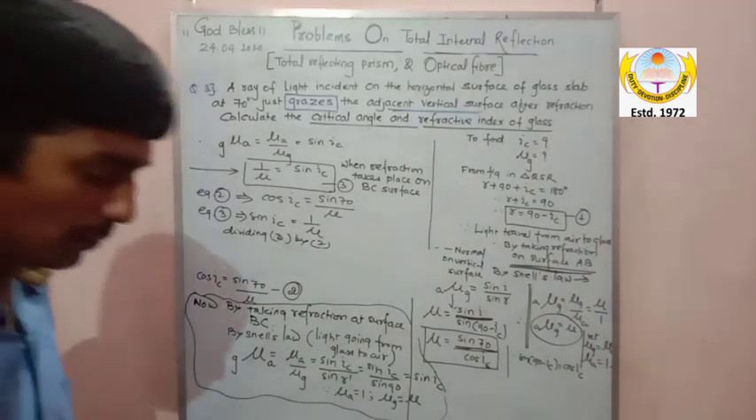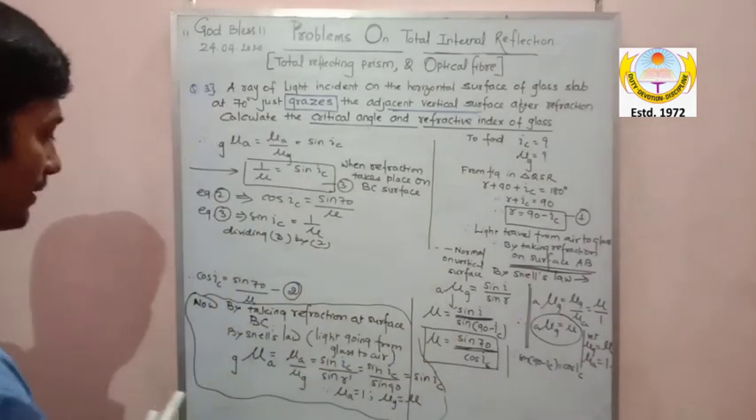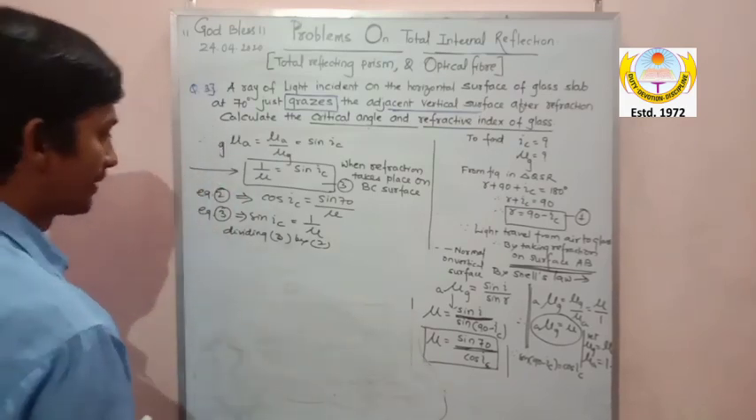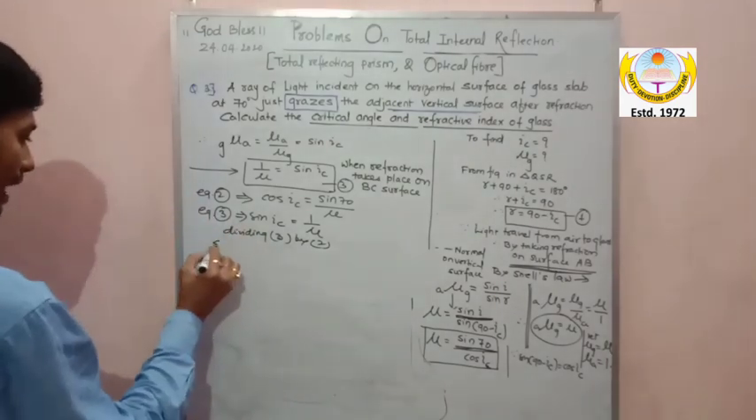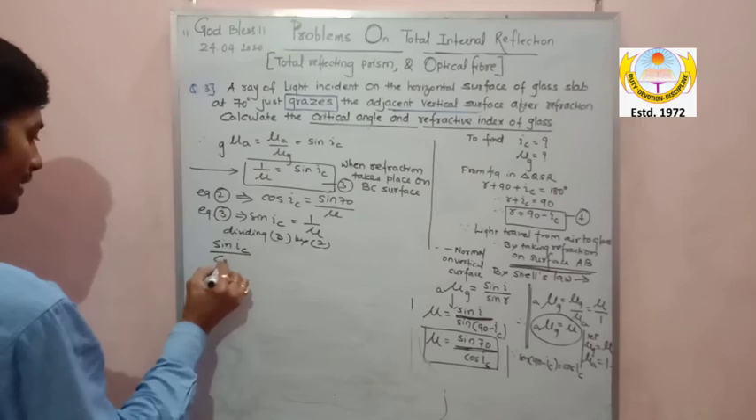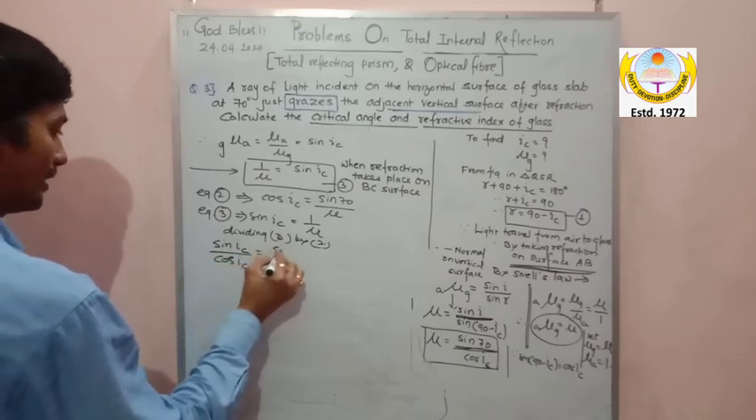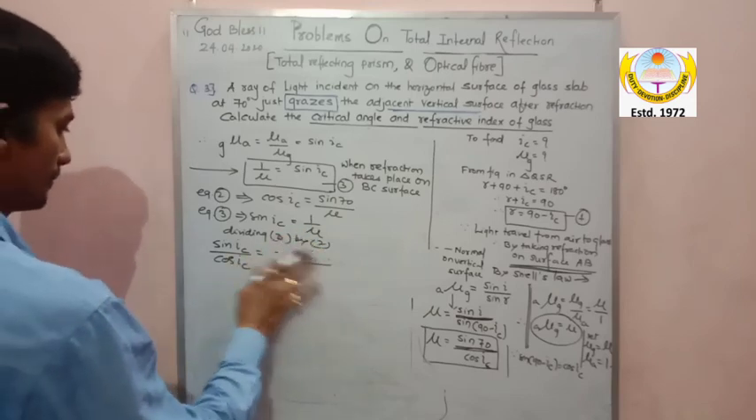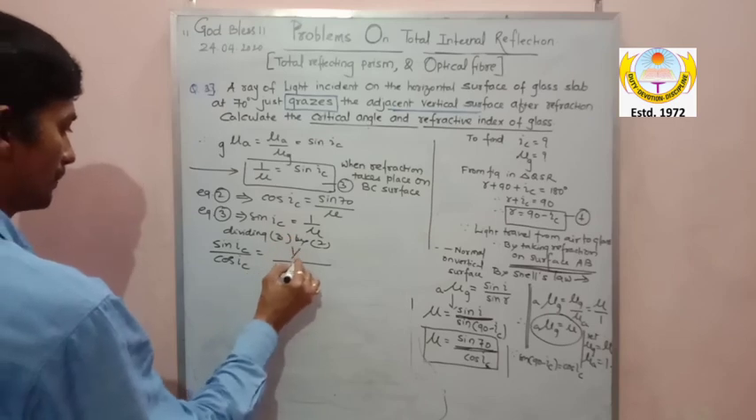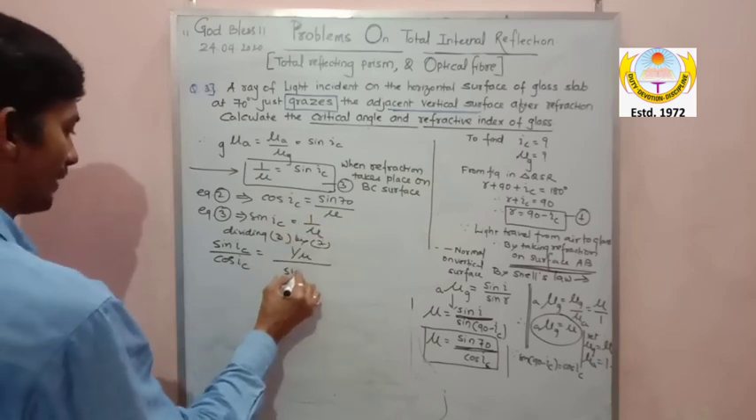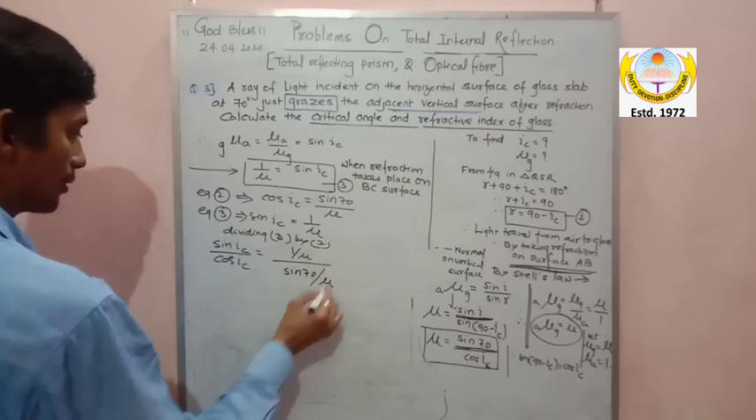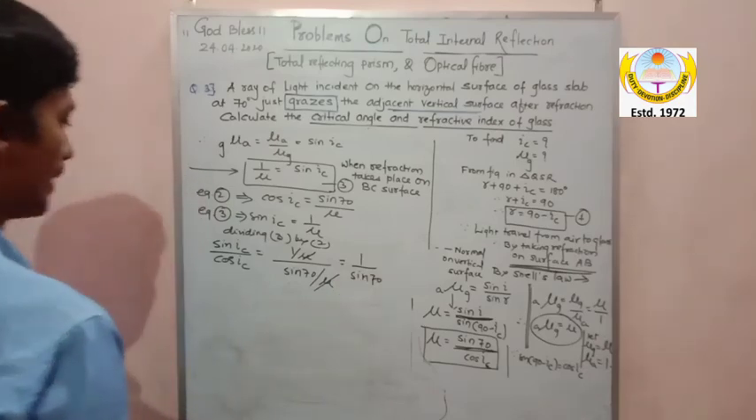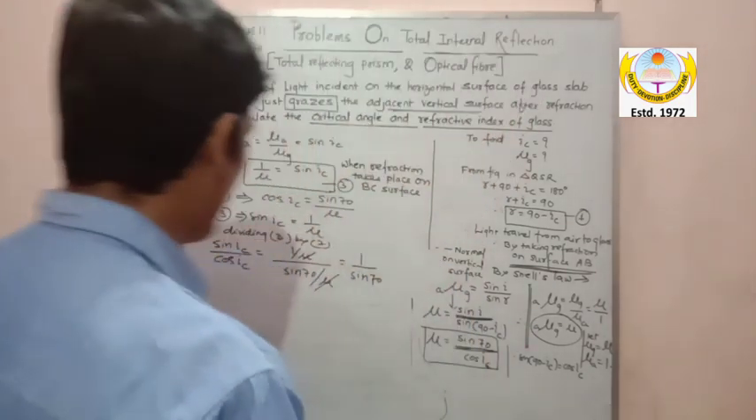So when I divide 3 by 2, what will I get? That is important. Here it is sin IC upon cos IC is equal to, sin IC is 1 by mu upon cos IC is sin 70 by mu. So mu and mu cancel, the answer will become 1 by sin 70. I hope it is clear, beta. You will get 1 by sin 70.